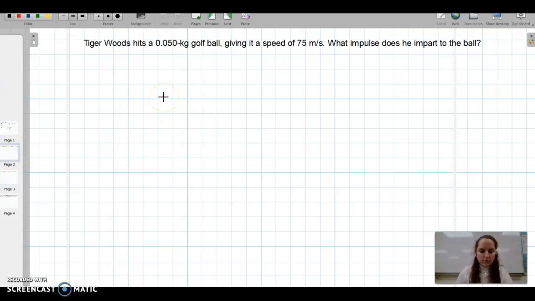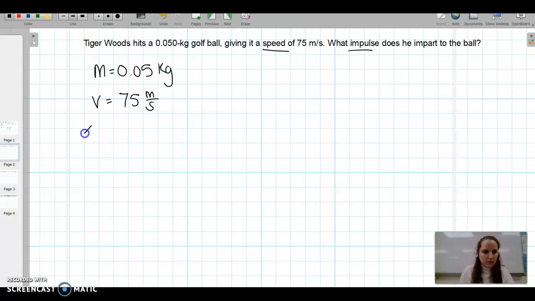Tiger Woods is hitting a golf ball, and this golf ball has a certain amount of mass, and this mass is equal to 0.05 kilograms. And then we said speed. Now, speed to us can also be velocity, it's just when direction doesn't matter. So velocity is equal to 75 meters per second. And now we want to know what impulse he imparts to the ball. So what we need to solve for is this change in momentum.